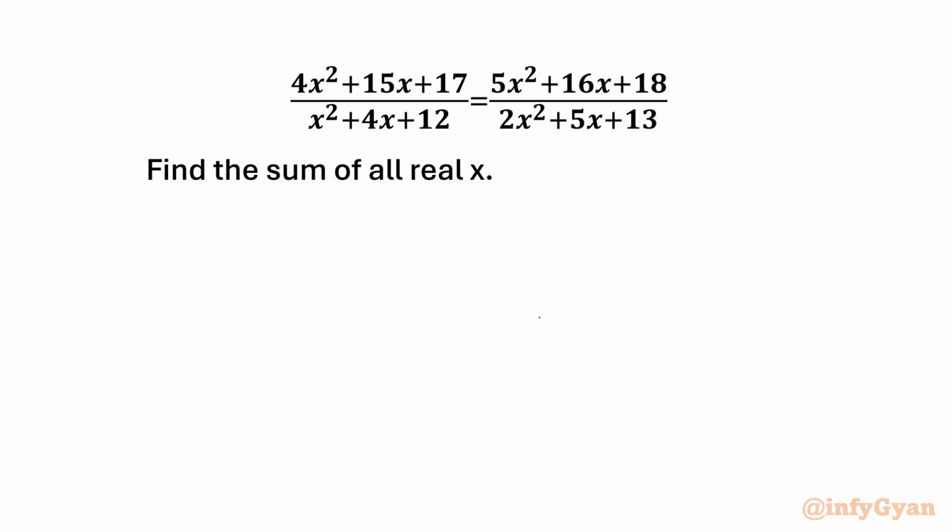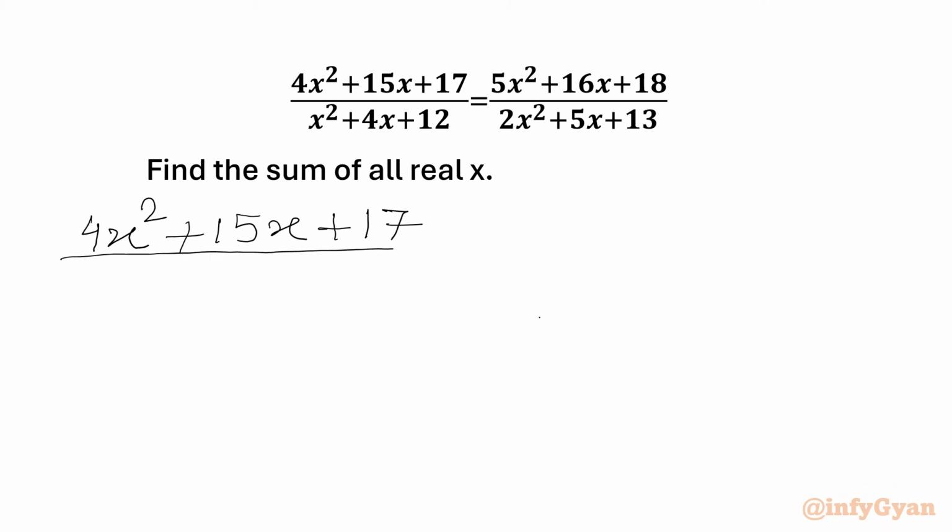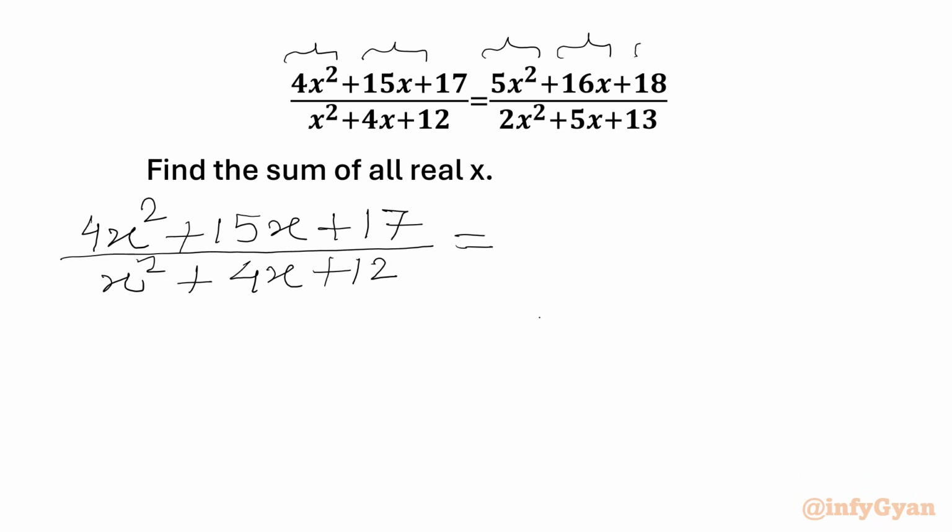So let's get started by writing our LHS first. We will write 4x² + 15x + 17, and in the denominator we have x² + 4x + 12, which will be equal to... Now here we have 5x², and in the LHS we have 4x². We have 16x, we have 15x. We have 18, we have 17.